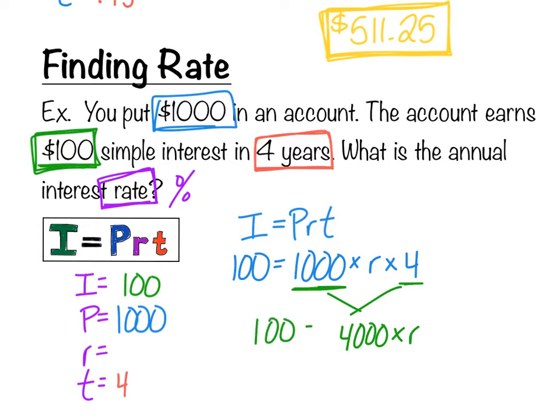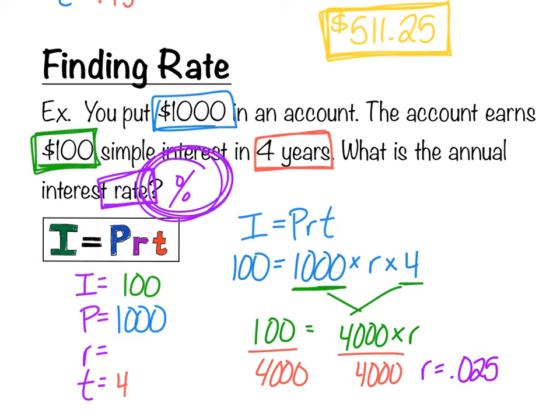And then I can copy down this 100 equals, and then to get R by itself, to get rid of the 4,000 that's being multiplied, we're going to divide by 4,000. So all we have to do to find R is 100 divided by 4,000. And that's going to give us, for R, 0.025. Now remember that interest rate is always written as a percentage. So I'm going to write this as 2.5, because I have to move the decimal to the right twice. 2.5% is my interest rate.